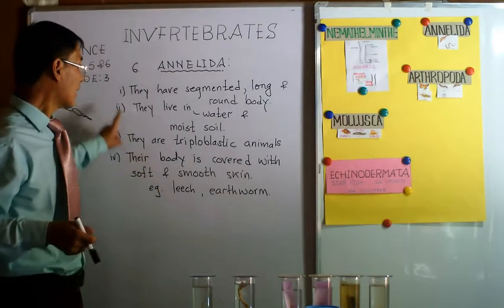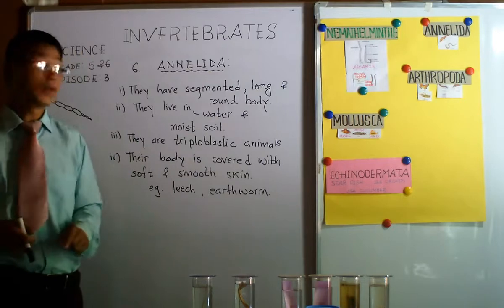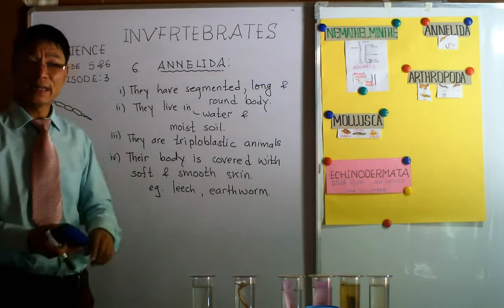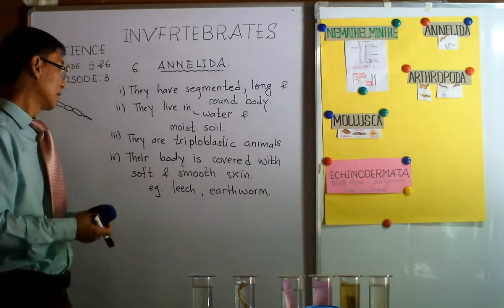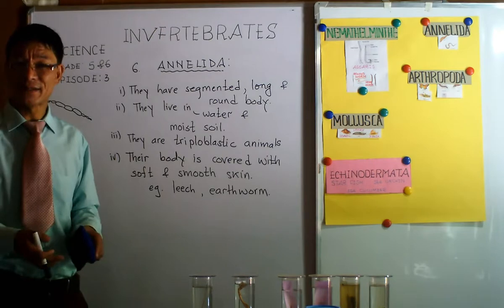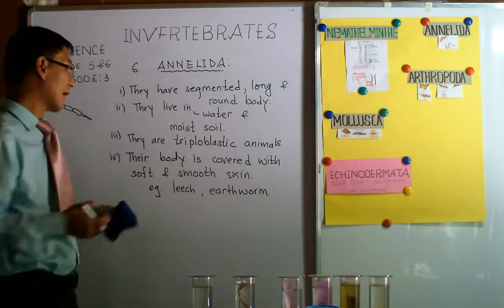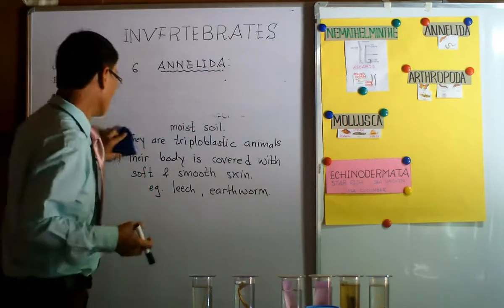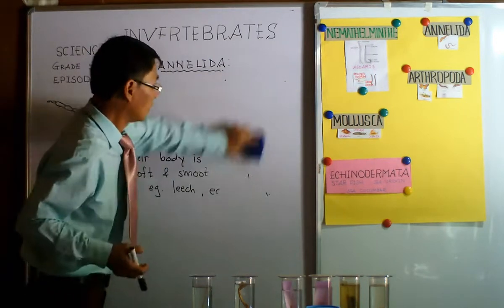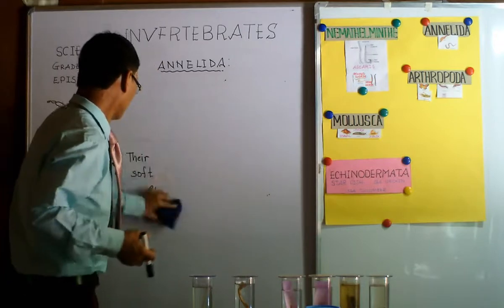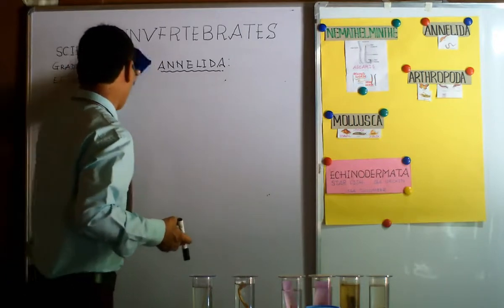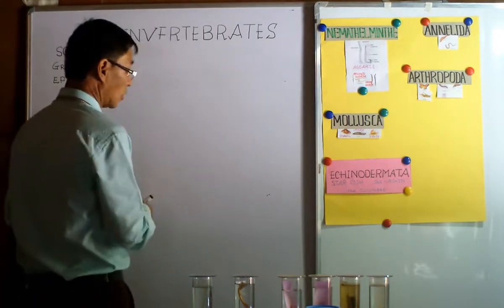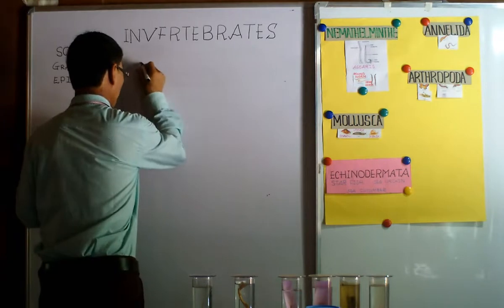Okay, so these are some of the important characteristics of annelida. And please, again and again, I keep on telling you, if you want to find more characters, you can go through your books and find out the characteristics of these animals. Now, next one, let's go back and read the next one about arthropoda. This is item number 7.